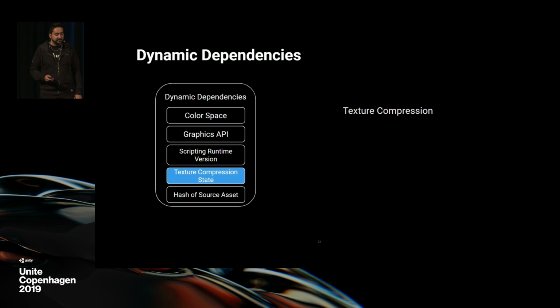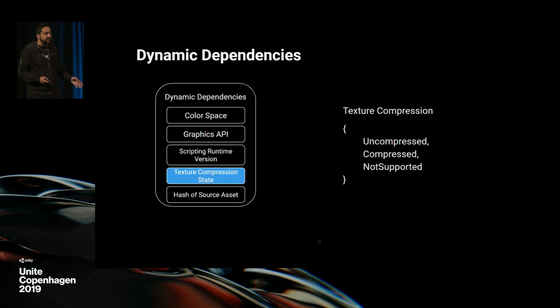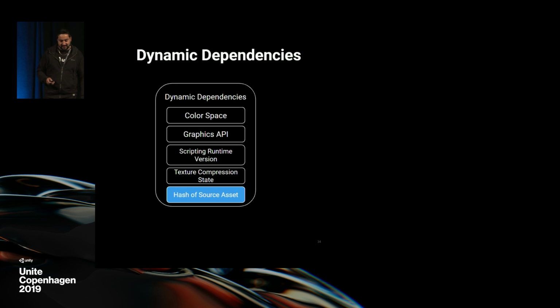Then we have the texture compression state as well, which is either uncompressed, compressed, or not supported. Now, something that I'm curious about is if any of you are making games for a platform that does not support texture compression. If somebody could raise their hand. Okay, looks like everybody is using compressed textures by default. Okay, that's good. And then we also store the hash of the source asset.